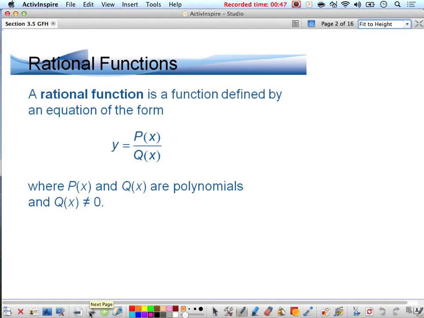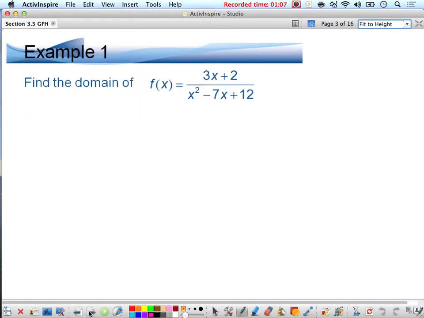A rational function is just any function that has variables in the denominator. This is how your book defines it. It's not really all that necessary. You just need to know it's any function with variables in the denominator. And as with any function with variables in the denominator, there is a chance that you will have restricted x values. And those restricted x values affect the domain of the function, and they affect the graph of the function.